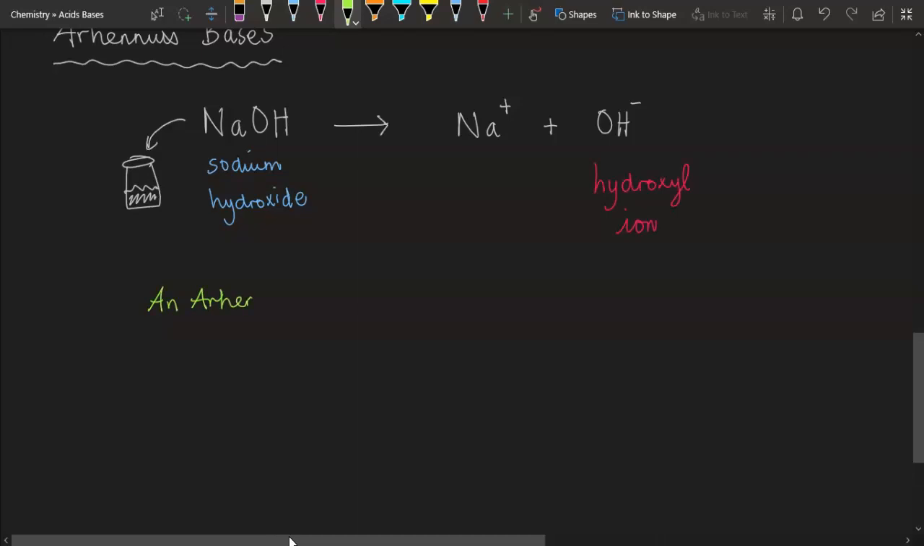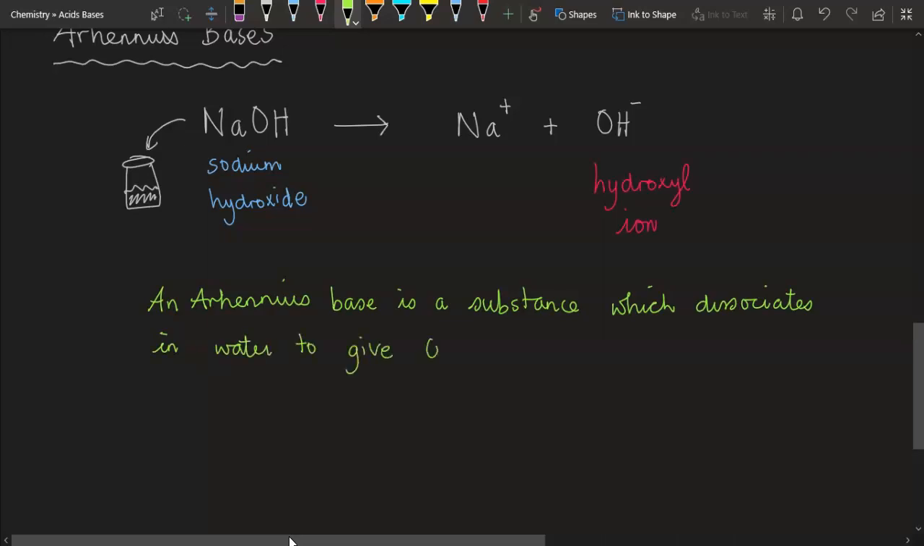an Arrhenius base is a substance which dissociates in water to give OH- ions.